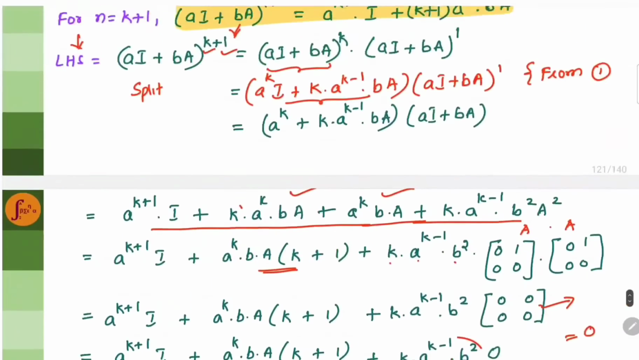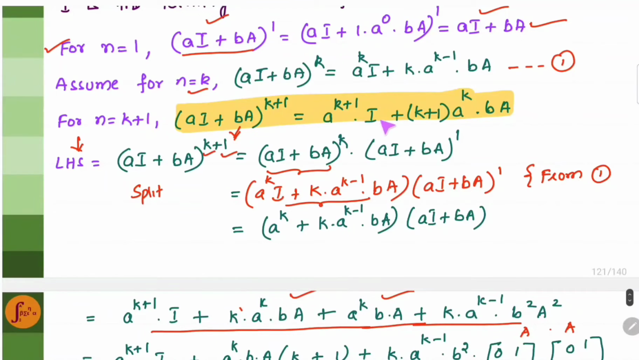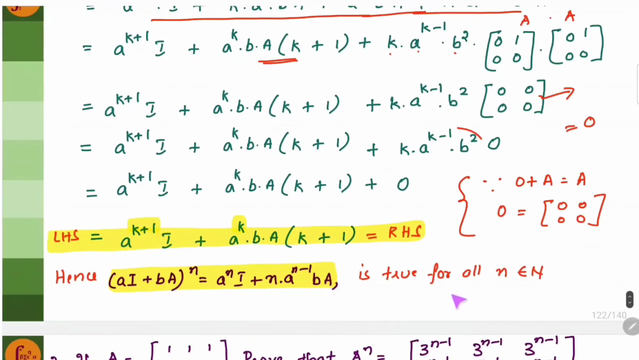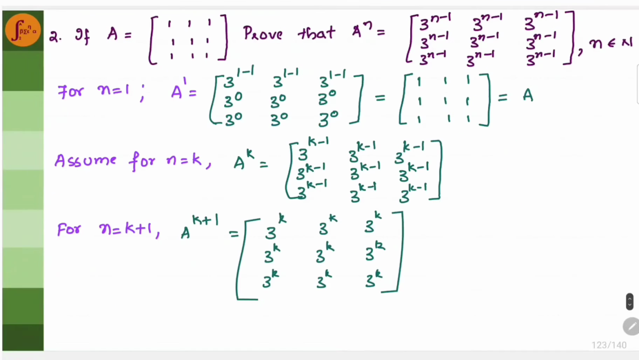Now you notice the RHS. We wanted this. This we wanted. So we got the same thing. So this is equal to RHS. Hence the result is true for all n is equal to n, because the result is true for k plus 1. Let's take another example. If A is equal to this particular matrix, prove that A to the power n is this matrix for all natural numbers. So step 1 for n is equal to 1.